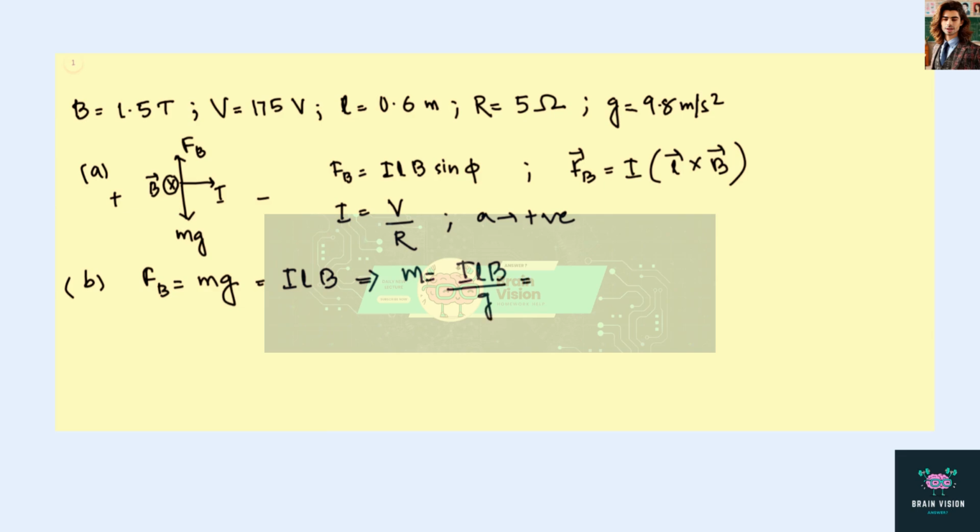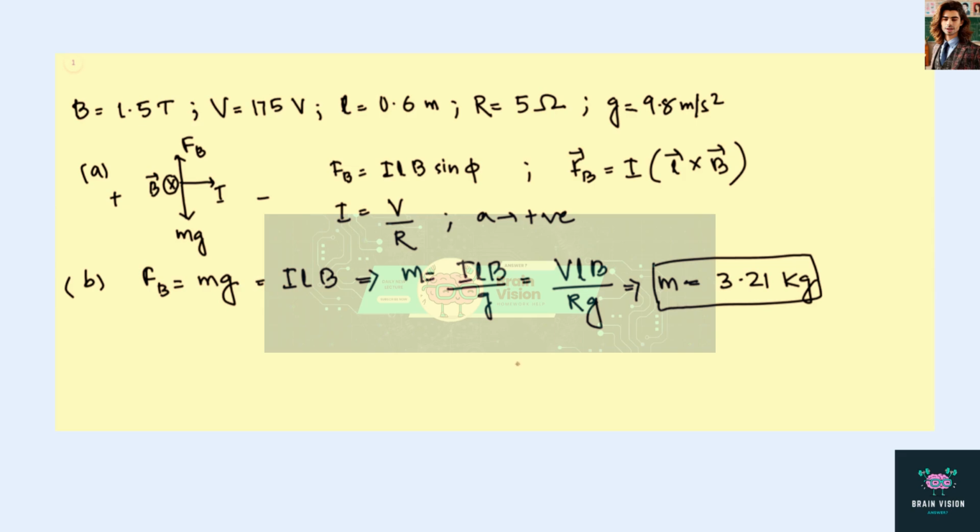And we can use the equation of I from here. So this is going to be equal to VLB over Rg, and we solve it and we get the value of mass to be 3.21 kg.